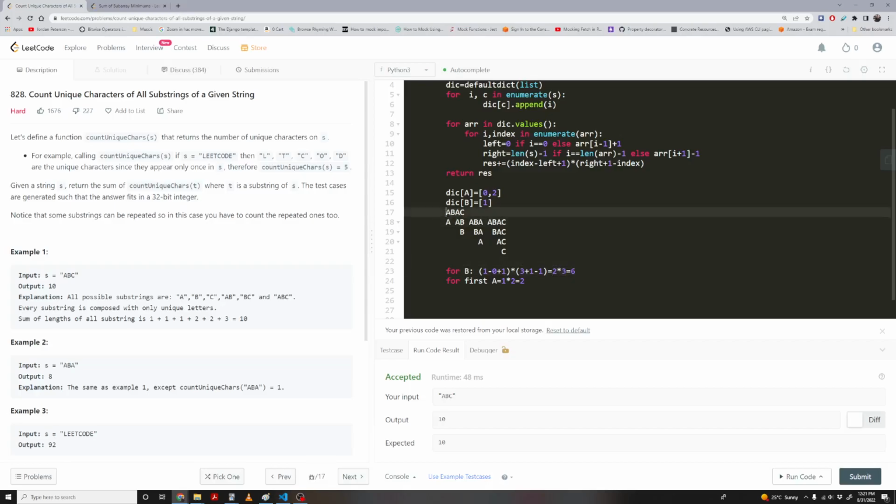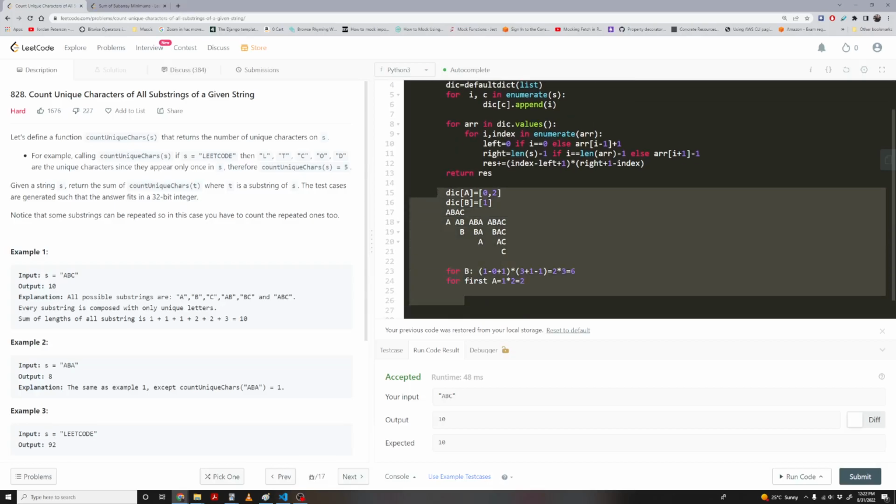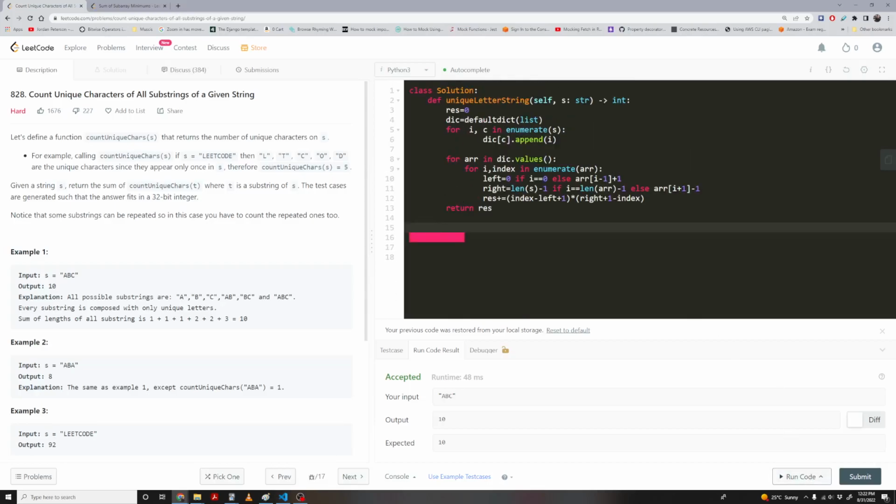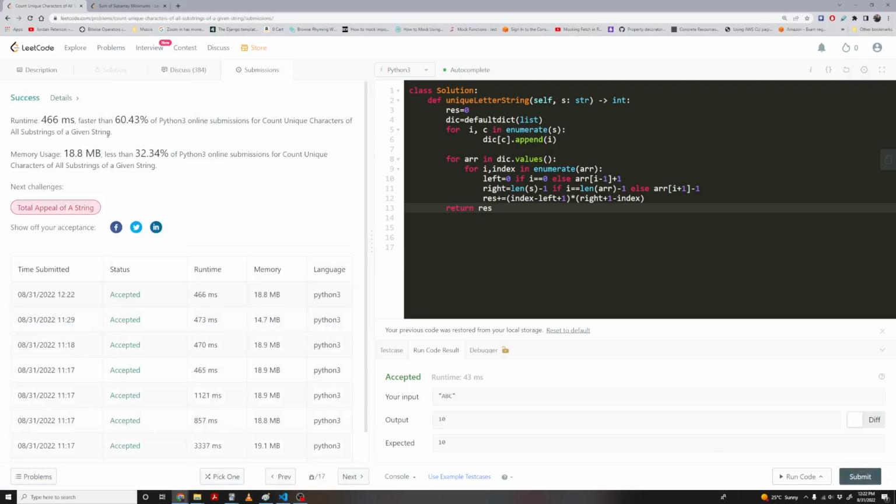For the first a, it's 1 times 2. For this a, we know it's 2 times 2. For c, we know it's going to be 1, 2, 3, 4, so 4 times 1. And then we are going to add them up. If I run it, the timing varies, sometimes it's good, sometimes a little slower. Okay, so it's good enough.